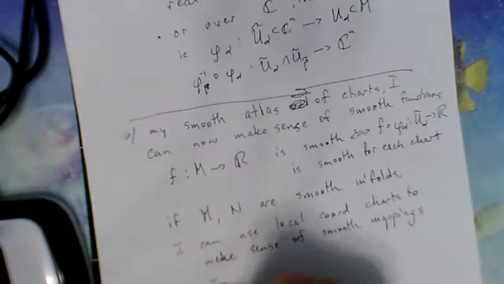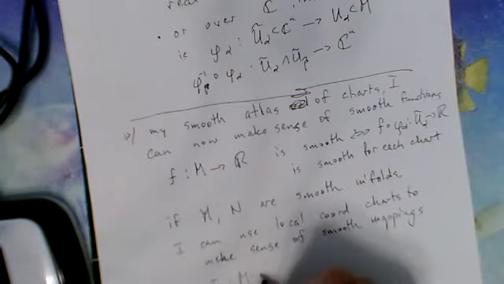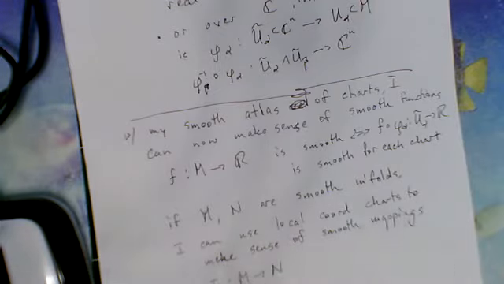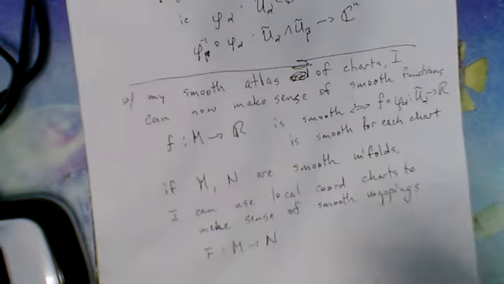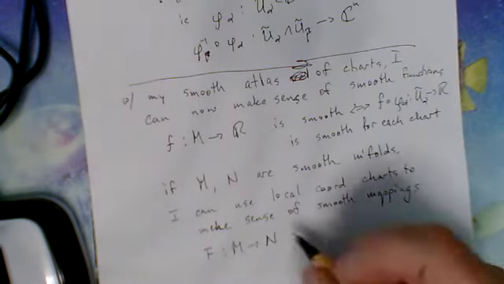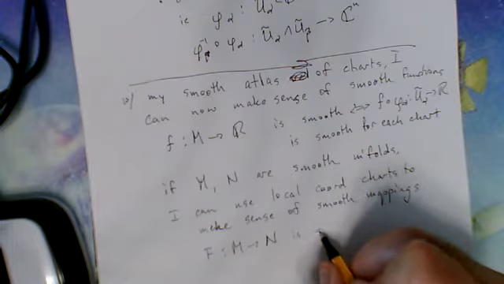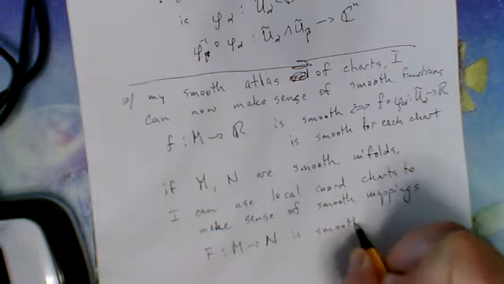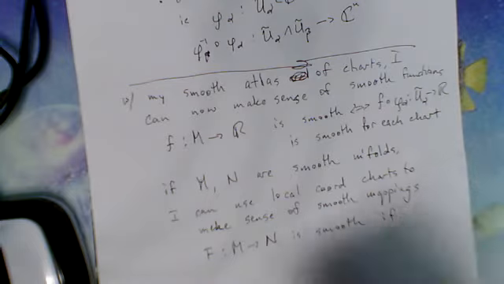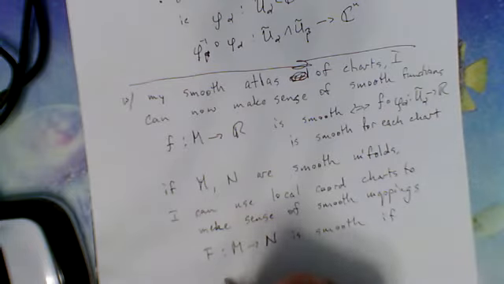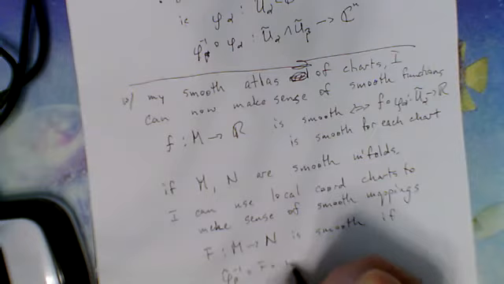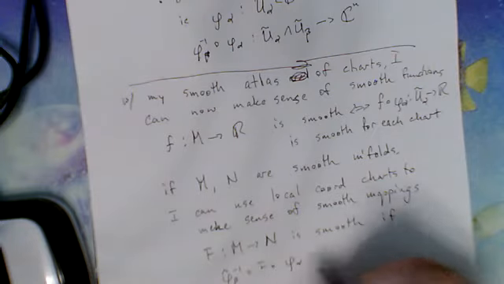So I might have some capital F mapping M to N. And now I can make sense of this mapping being smooth precisely if, maybe I'll call them, phi hat beta inverse composed with F composed with phi alpha.